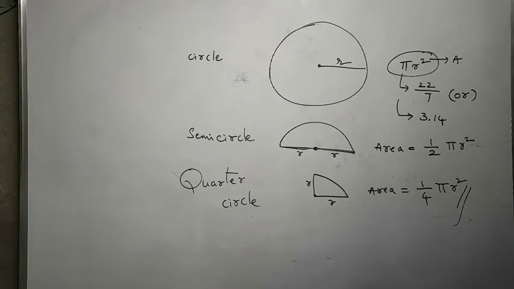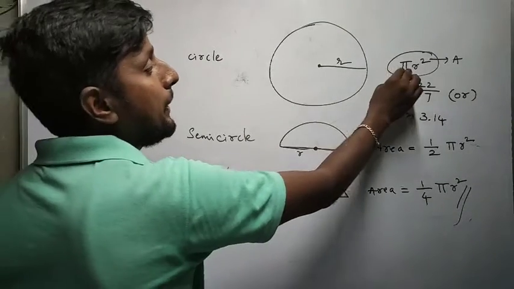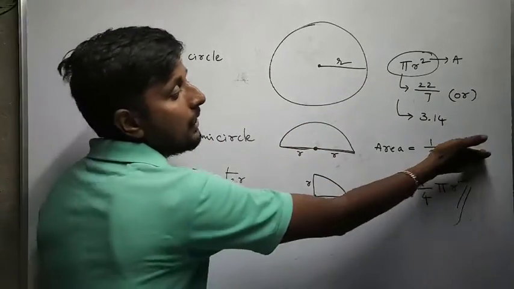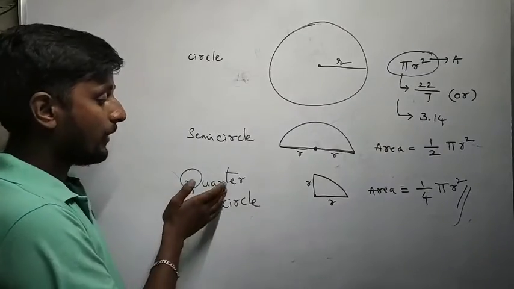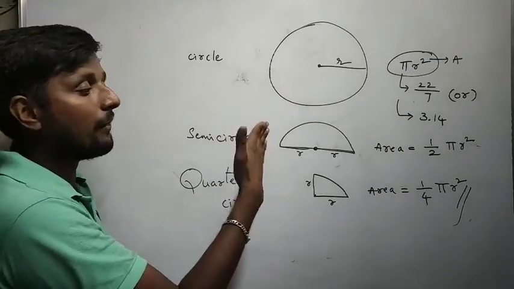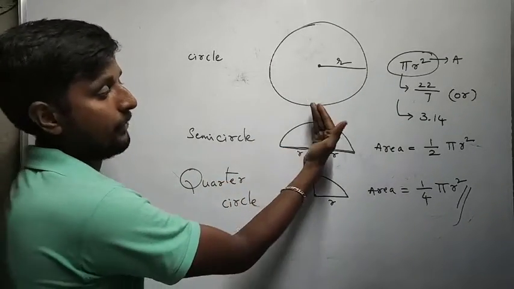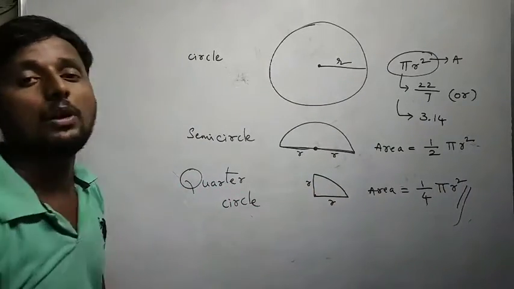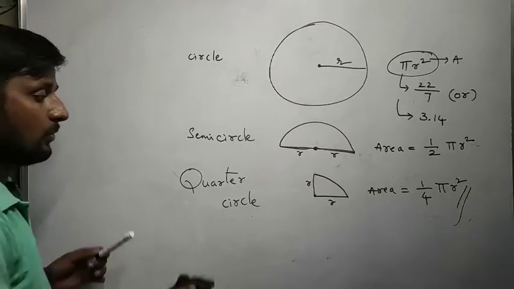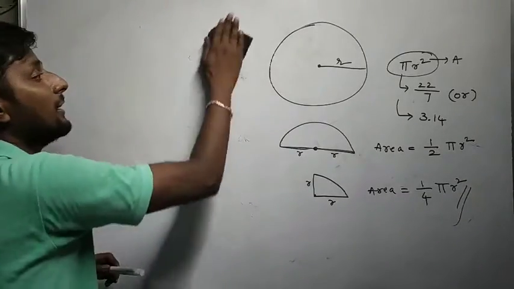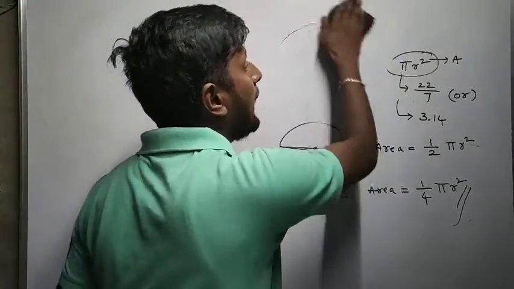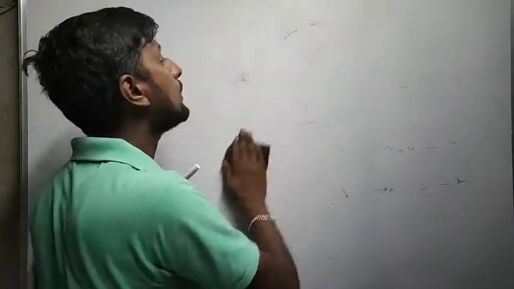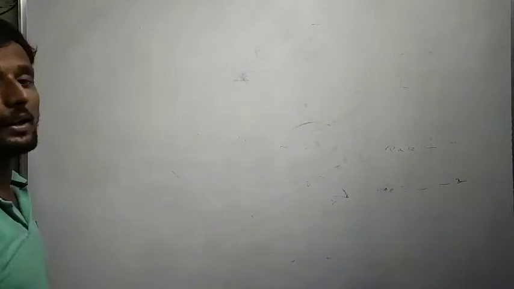So what did you learn now? Area of circle is pi r square. If you take a half circle, that is called a semicircle, that is half of pi r square. And if you take a quarter circle, that means half in half. If you make one more half, that is a part, that is 1/4 pi r square, quarter circle. Sometimes we'll get a sector also. Sector is the area enclosed by two radii and an arc.